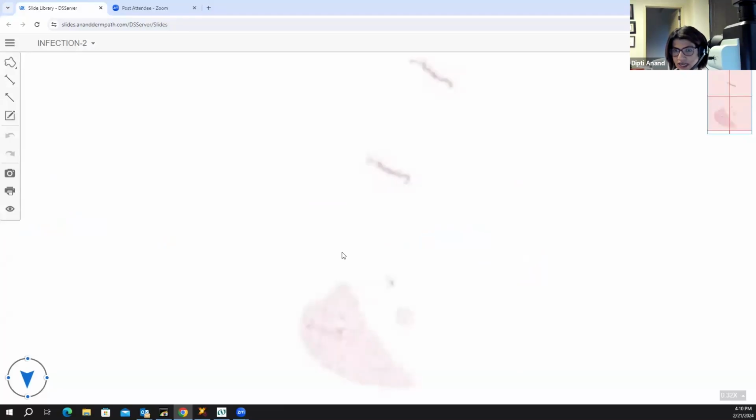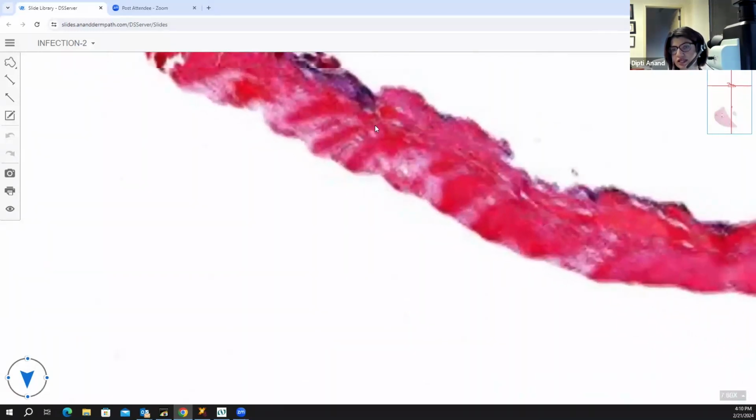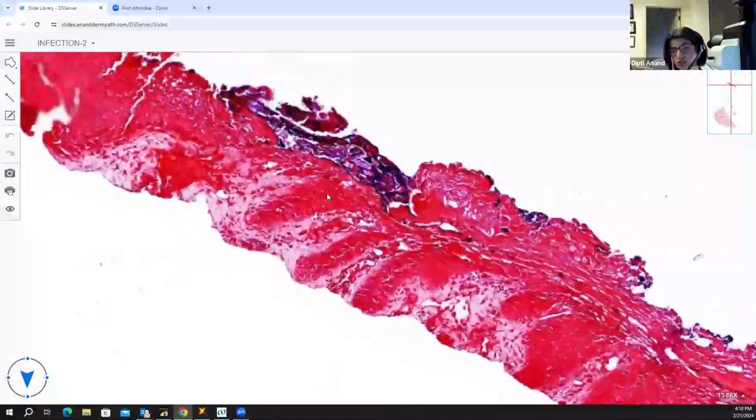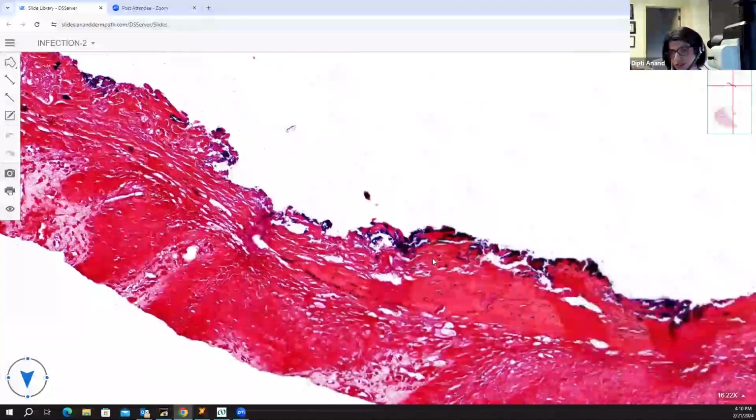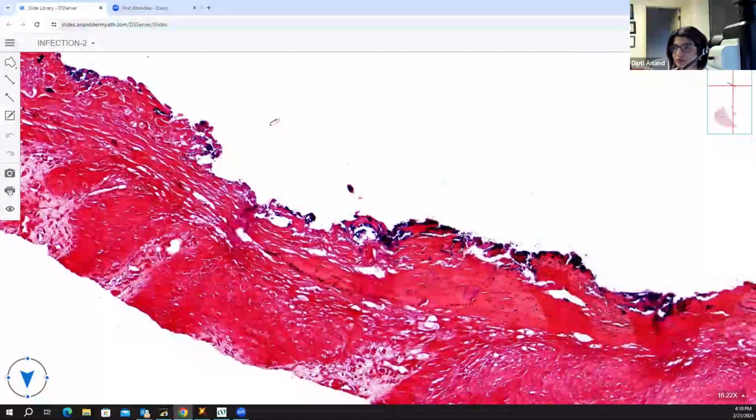This is a gram stain, which is going to be illustrating those gram-positive cocci. So these gram stains, these will stain blue. So you can see the nice blue staining bacterial colonies on the top and over here. These are all the bacteria.